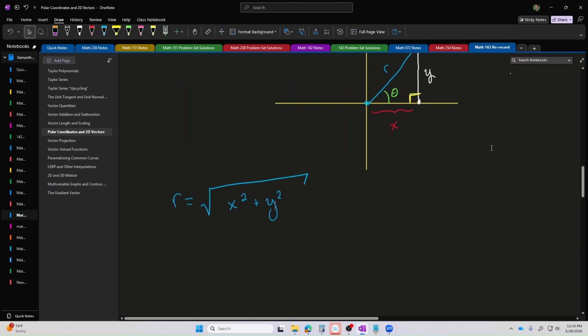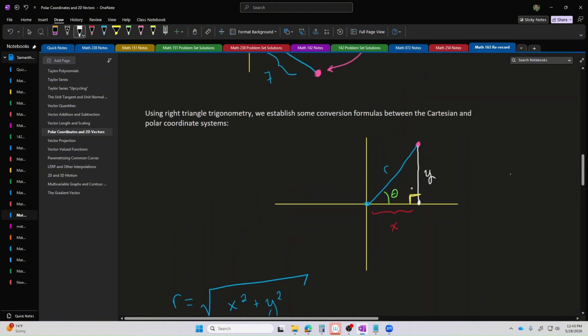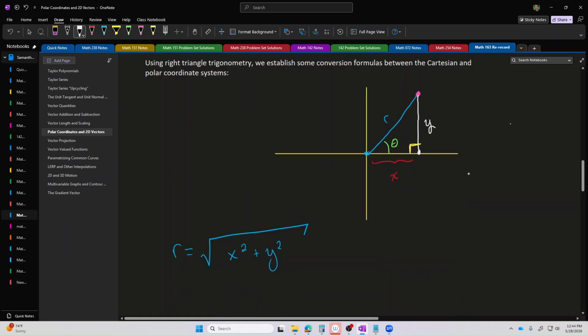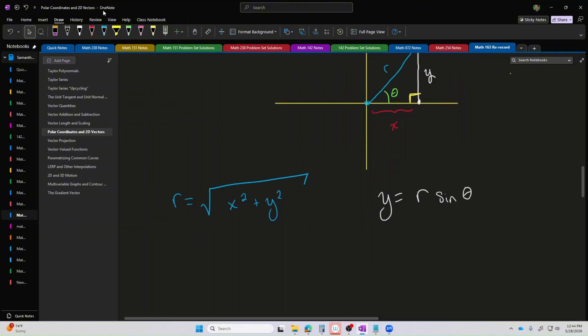I can also use the SOHCAHTOA formulas to make some conclusions. For example, if I think about the SO of the SOHCAHTOA, the sine of this angle is equal to opposite over hypotenuse. If I rearrange that equation a little bit, I get that y is equal to the hypotenuse r times the sine of the angle theta. Similarly, if I use the CAH in the SOHCAHTOA, then I can conclude that x is equal to the hypotenuse r times cosine of the angle theta.